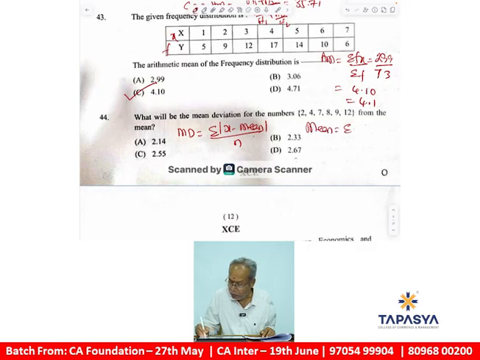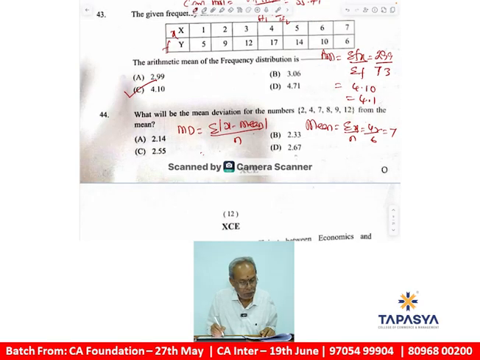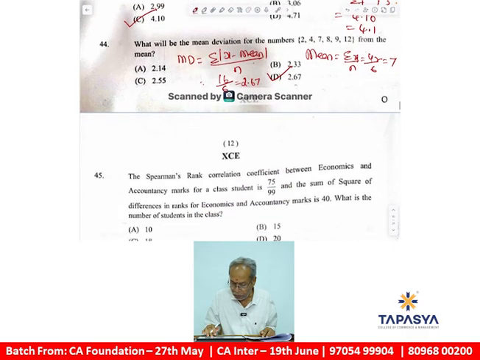Mean is nothing but sigma x by n. Adding all the numbers and dividing by 6, you will get 42 by 6, which is equal to 7. Taking all the numbers' modulus and substituting in the formula, you will get 16 by 6, which is equal to 2.67. The answer is D.